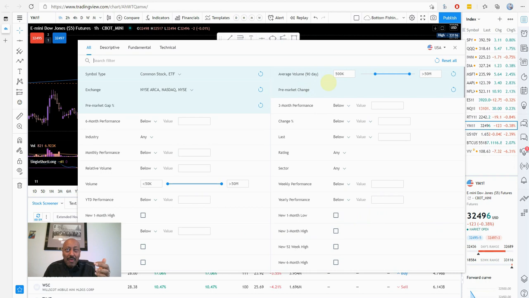So I want the average volume above 500K. This is always my minimum. Sometimes I do 1 million. And then I want to see pre-gap up above 2%. I want to see pre-market change above 1.5. Actually, I prefer the pre-market change percent to be above 1.5. So I will look for that and make that modification as I see this error here.